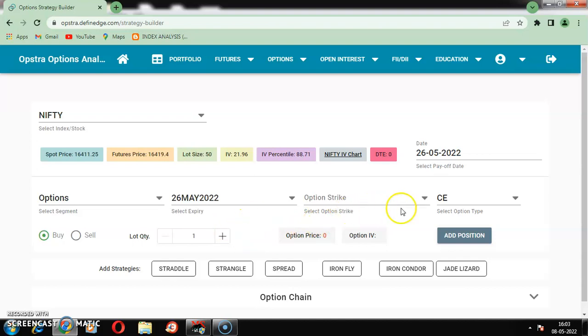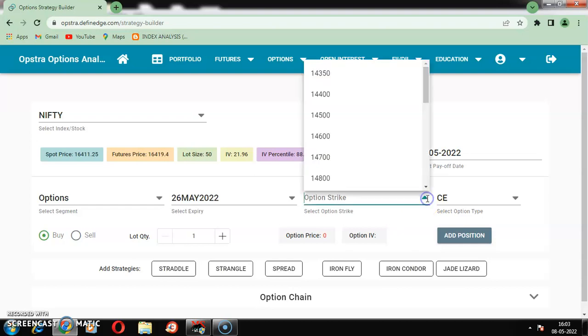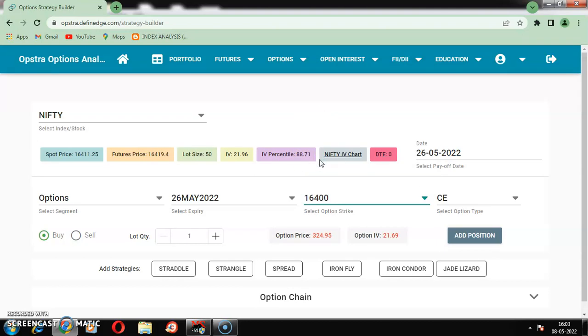First, you have to sell 2 lots of the ATM call. Click here and enter 16,400. I clicked here at 16,400. As I told you, you have to sell 2 lots of the at-the-money call. Now click the sell button and go to add position.